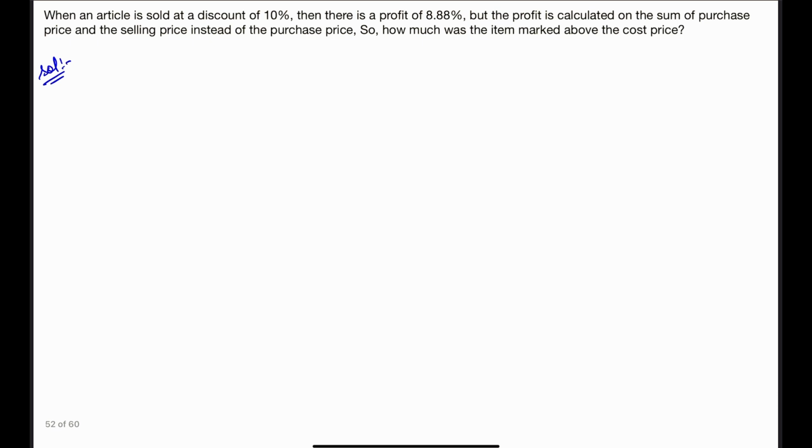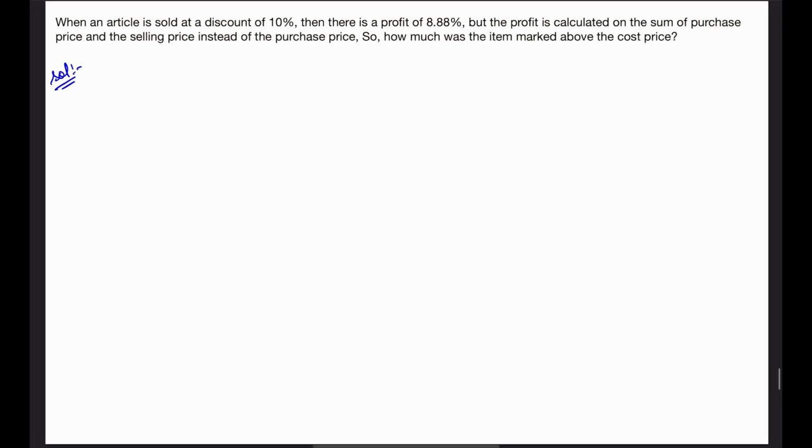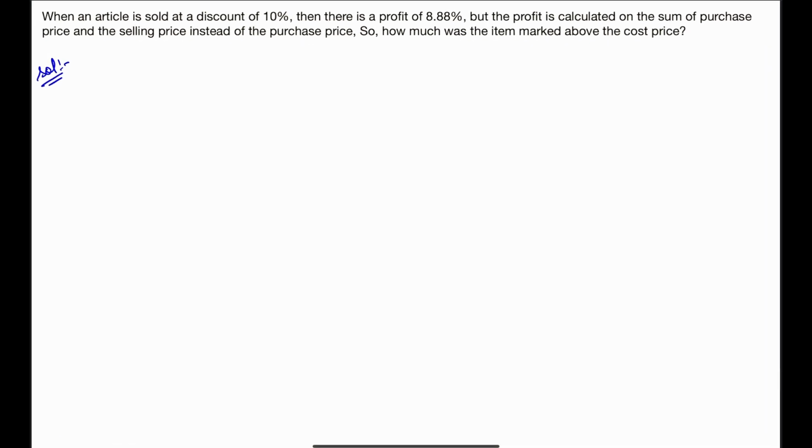So here the profit is calculated based on the purchase price and selling price. There is a catch over here: instead of only the purchase price, they have calculated on the sum of purchase price and the selling price. So how much was the item marked above the cost price? When an article is sold at a discount of 10%, if I say my mark price is 100, then my sold price will be 90, right? 90.